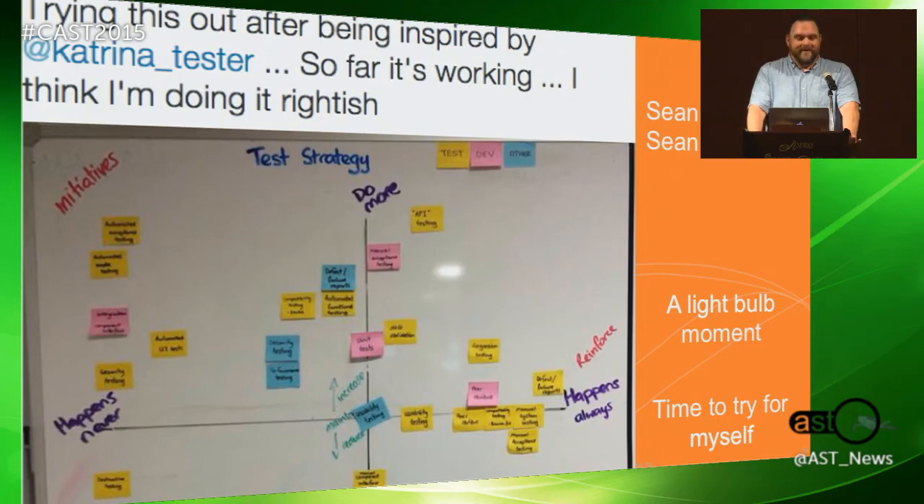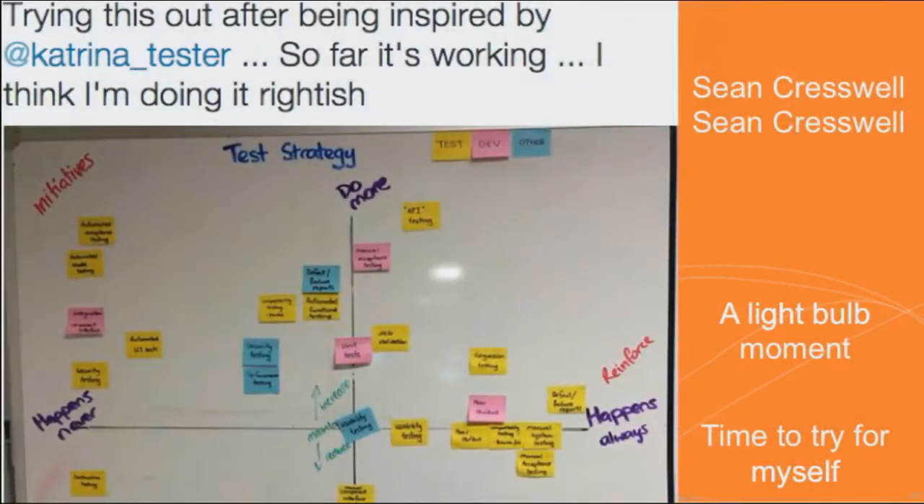Luckily, I wasn't the only one. Sean Creswell, another gentleman from New Zealand, tried out Katrina's approach, and he tweeted about it. And for me, this was a light bulb moment. He had combined her advice and applied it to his own. And I saw how I can do the same. I'll explain what this is in a short second.